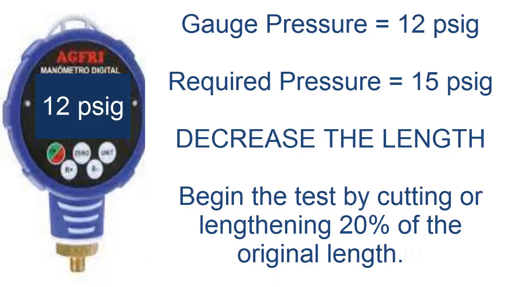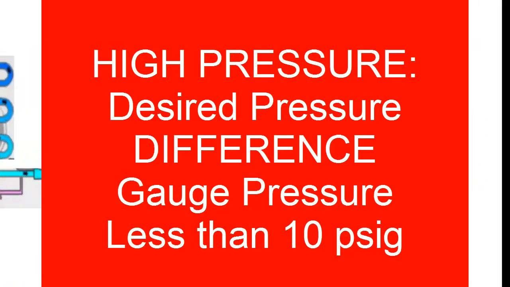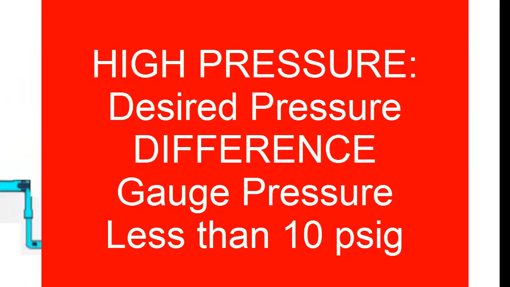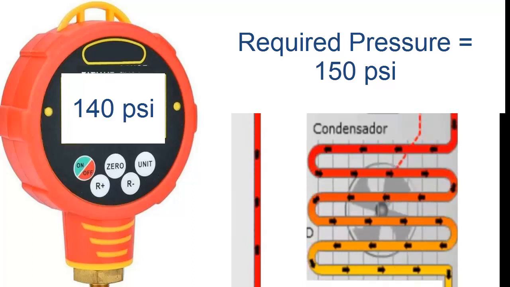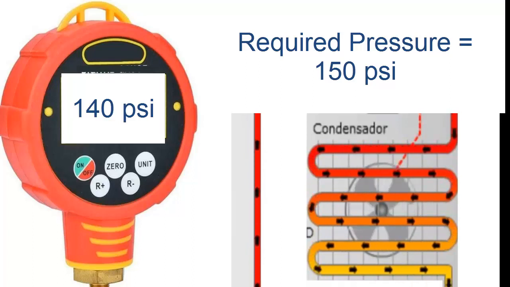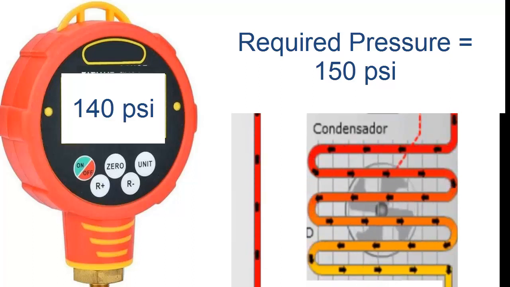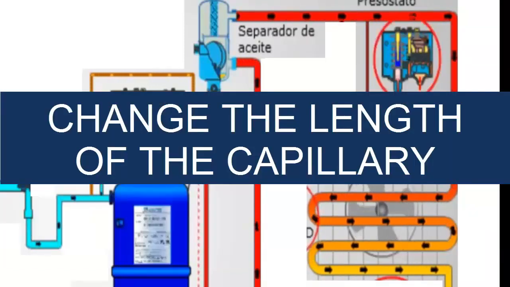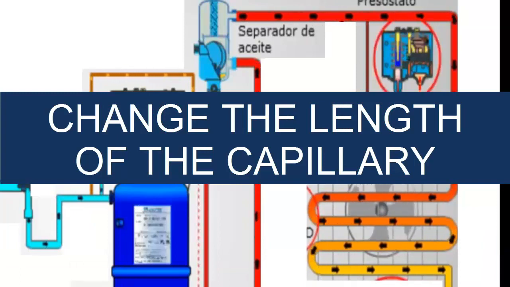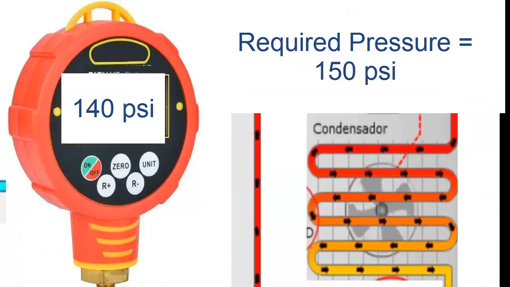Now let's go to the high pressure. When the high pressure that we need to find differs with the one we read in less than 10 psi, then we are also in a short differential, a small differential. Then also to obtain the final pressure, we have to play with the length of the capillary. Why? We are not at the value we need, but we are very close to obtaining it. So the easiest way to obtain it is by playing with the length of the capillary tube. In that case, the pressure that we are reading in the manometer is below what we need.